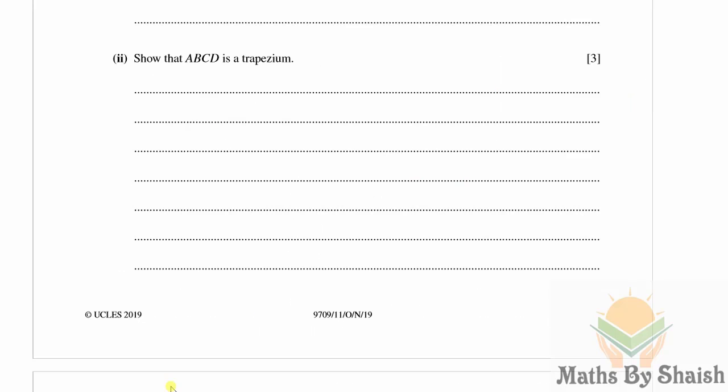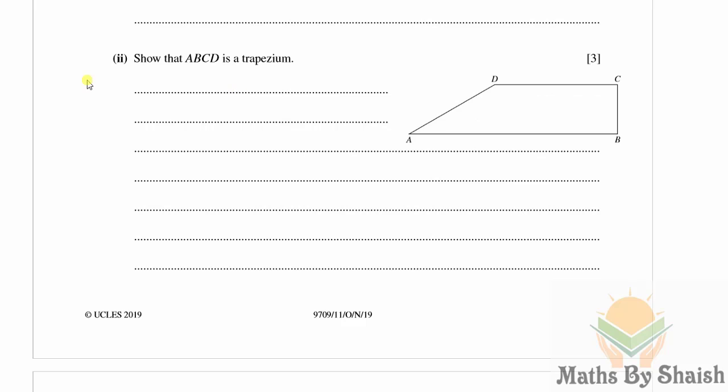So here's the second part. Show that ABCD is a trapezium. I'll bring the diagram here first of all. Yeah, so here's the diagram. We need to show that this is a trapezium. All we need to show here is that if these two sides are parallel, then we can say directly that it is a trapezium. So we already have AB, the AB vector from the previous part.